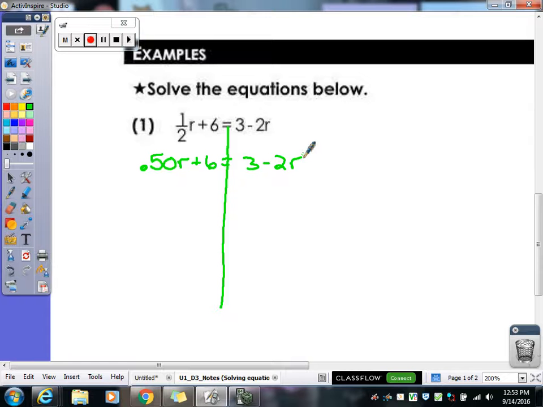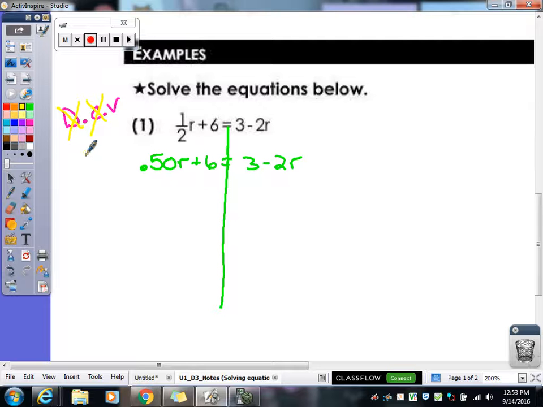Okay? So if I use my DCV, there's no distributing in this one. Then I look on each side. Is there anything alike to combine? There is not. There's nothing to combine.